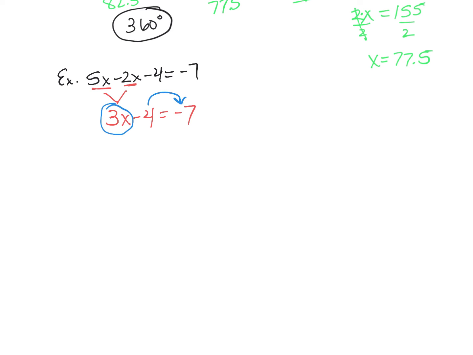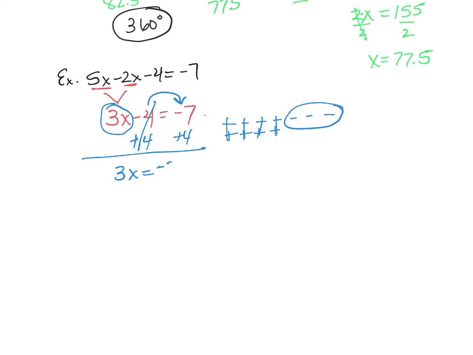So I want to push this negative 4 across the equal sign. As soon as we cross the equal sign, we have to change our signs. And the reason is because those are inverse operations. So we add our 4. So we get 3x equals, we have a negative 7 and a positive 4. If you're struggling with your positives and negatives, think of 7 negatives, 1, 2, 3, 4, 5, 6, 7, and 4 positives. Negatives and positives cancel themselves out. And so we get a negative 3. That's what's left, right? Negative 3.